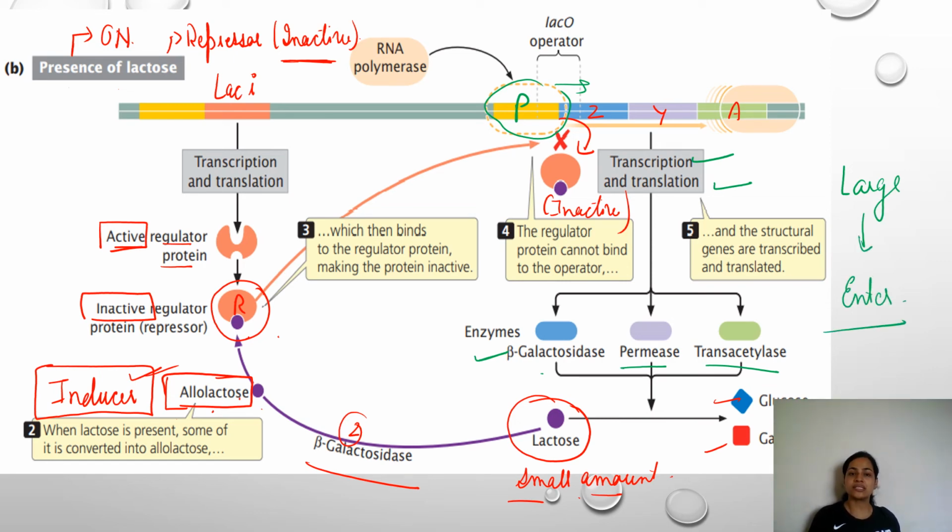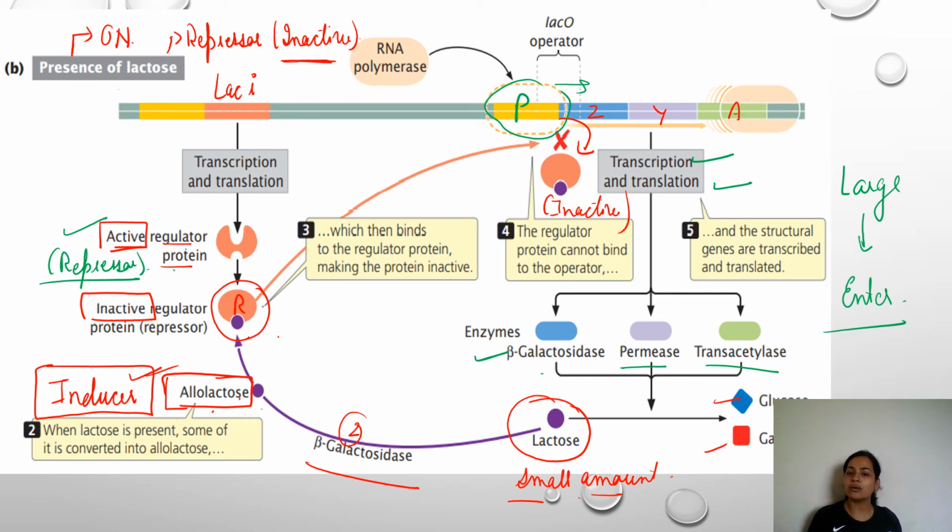Okay, everyone. So this is the situation where lactose is present in the media. We'll just revise it. When lactose is present in the media, there will definitely be an active regulatory protein, that means an active repressor will be prepared. There will be no difference in the preparation or production of the repressor. It will be the same.